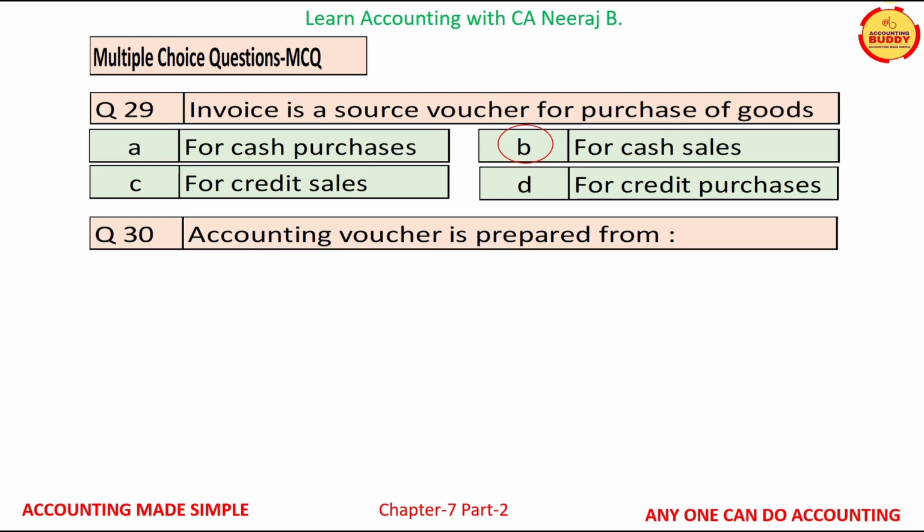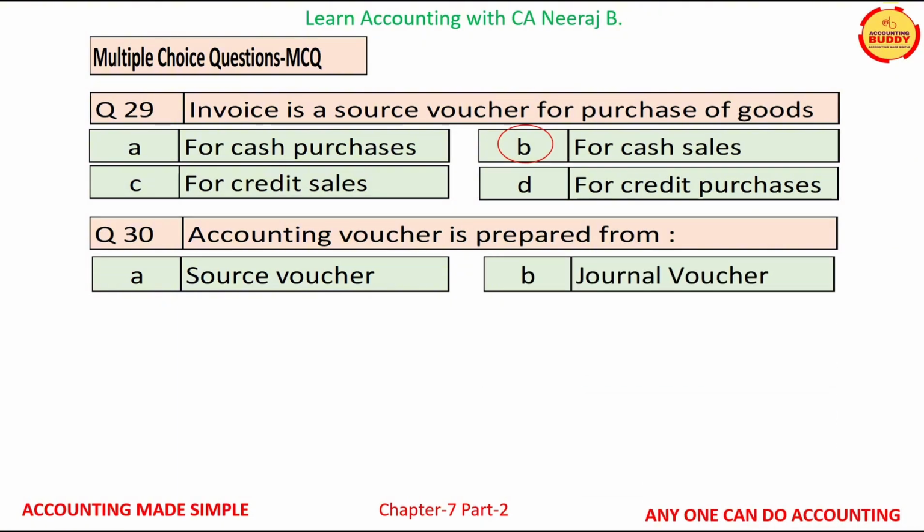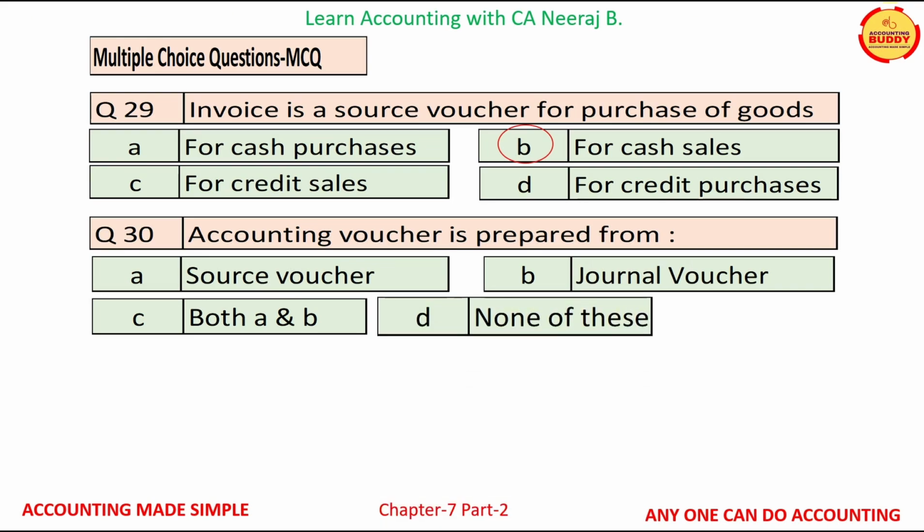Question number 30. Accounting voucher is prepared from, the options available are option A source voucher, option B journal voucher, option C both A and B, and option D none of these. And the correct answer is A source voucher. Accounting voucher is always prepared from a source voucher.